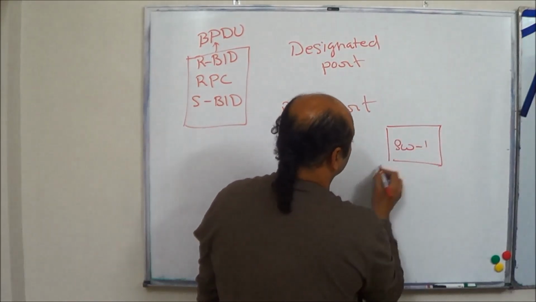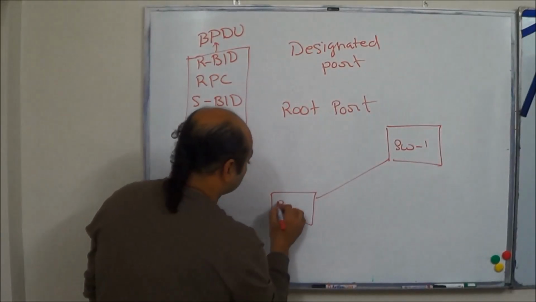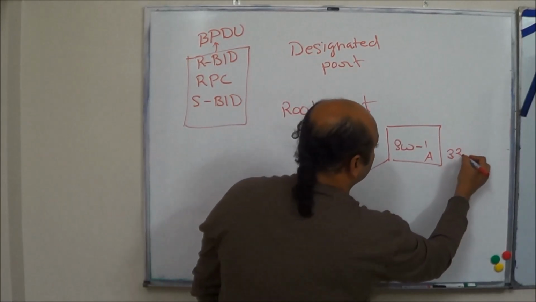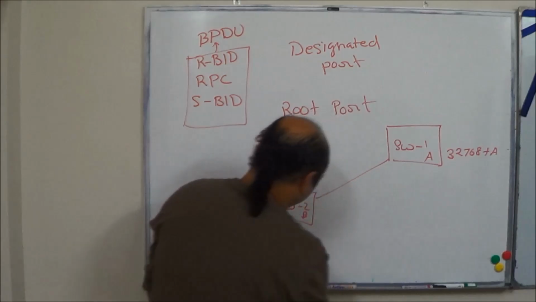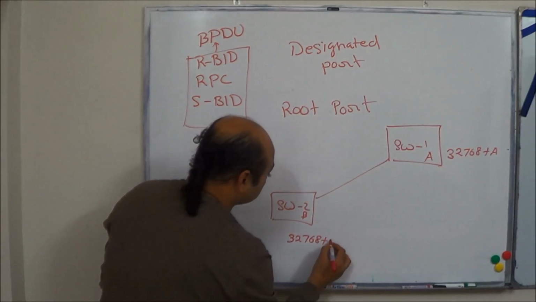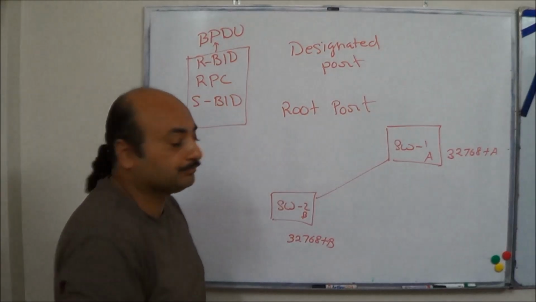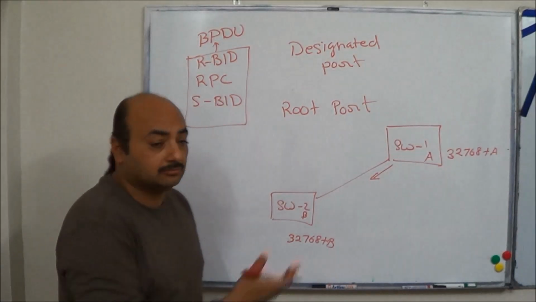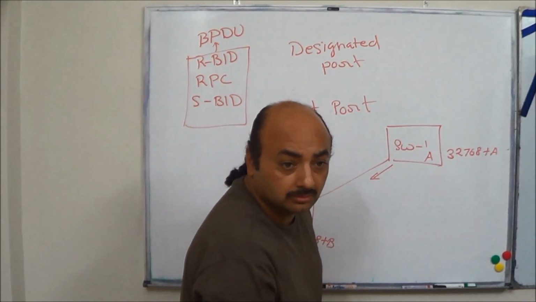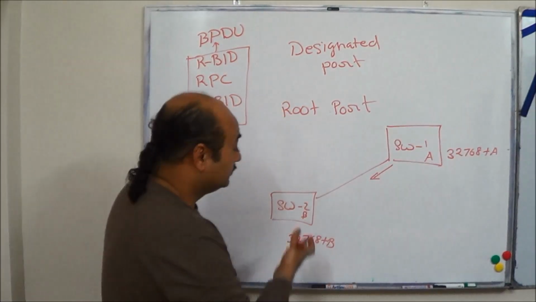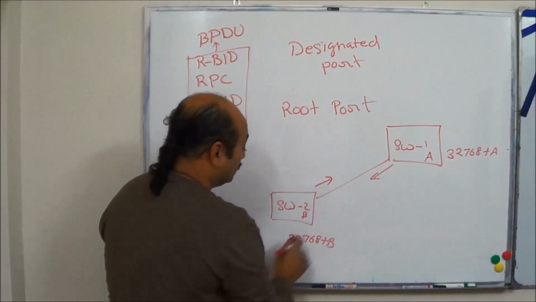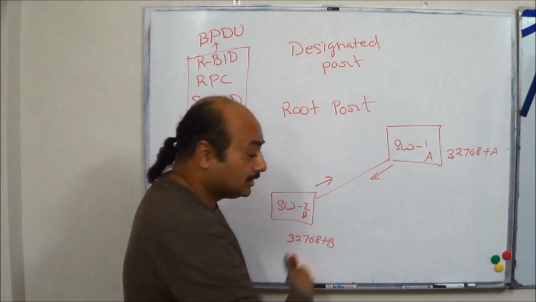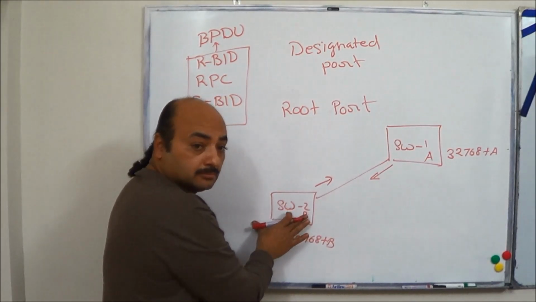Switch 1, switch 2. MAC address A, MAC address B. 32768 plus A, 32768 plus B. Switch 1 sends a BPDU having root bridge ID this, plus RPC 0. Sender bridge ID also this. Switch 2 also sends a BPDU: root bridge ID this, RPC 0, sender bridge ID this. After the exchange, switch 2 says, I need to shut up. He is the root bridge.